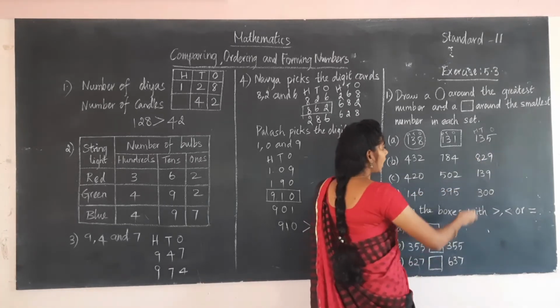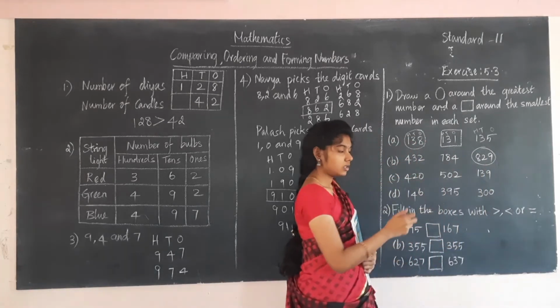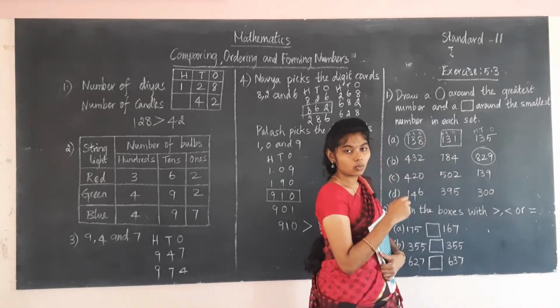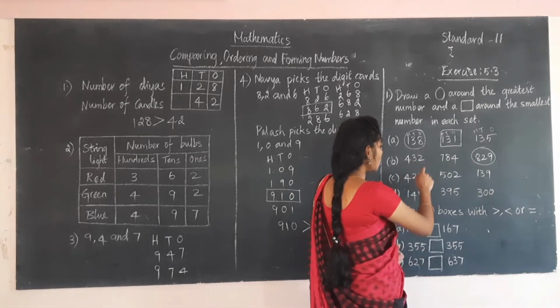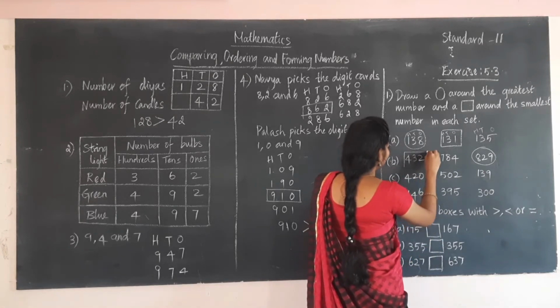So what do we have to do? We have to circle that number and compare these two numbers. In the hundreds place itself, we can see here 4, here 7. So which one is the least one? 432. So which one is the smallest number? We have to box that.